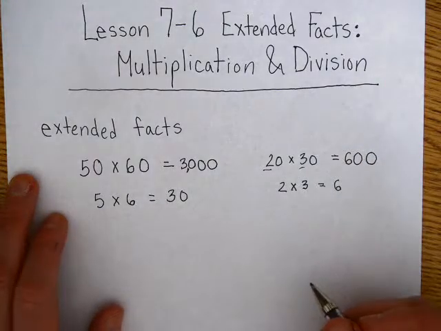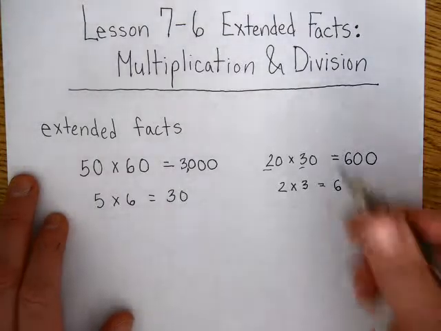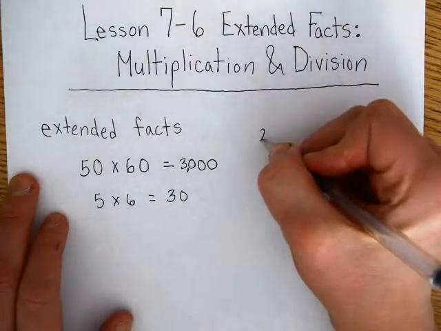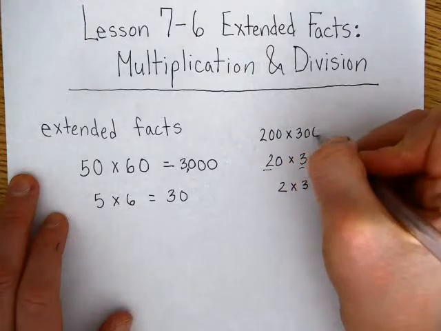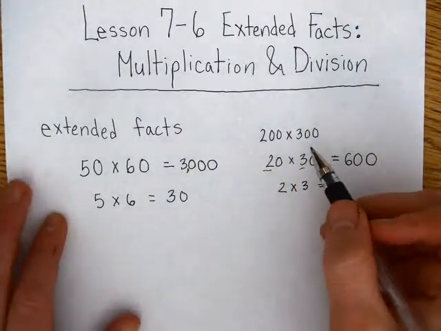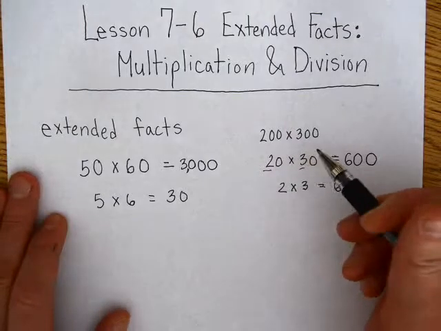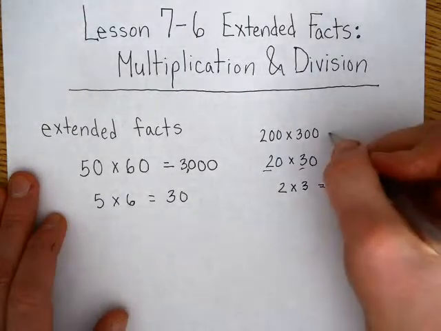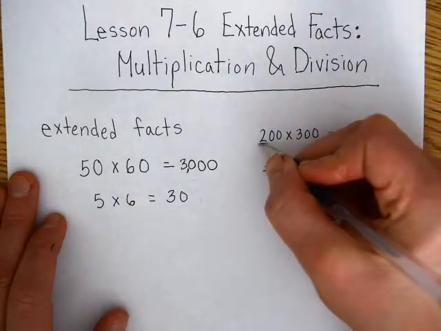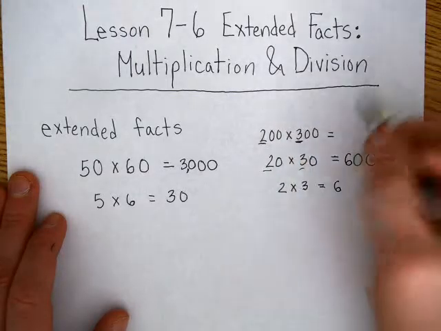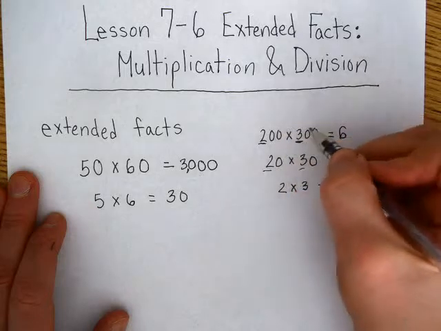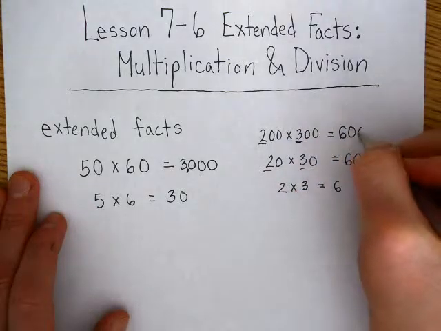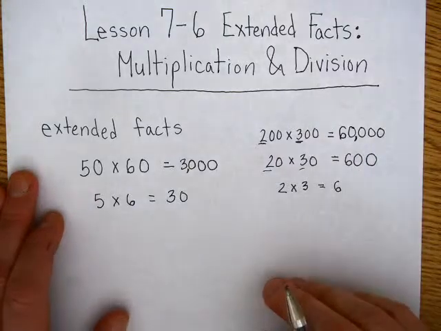I could extend the fact even more. Let's say 200 times 300. At first that looks like a really big, hard problem. But if we think about our extended facts, it's not too hard. 2 times 3, and you can even underline it if that helps, is going to be 6. And then I count how many zeros: 1, 2, 3, 4. Go back and add a comma, and I have 60,000.